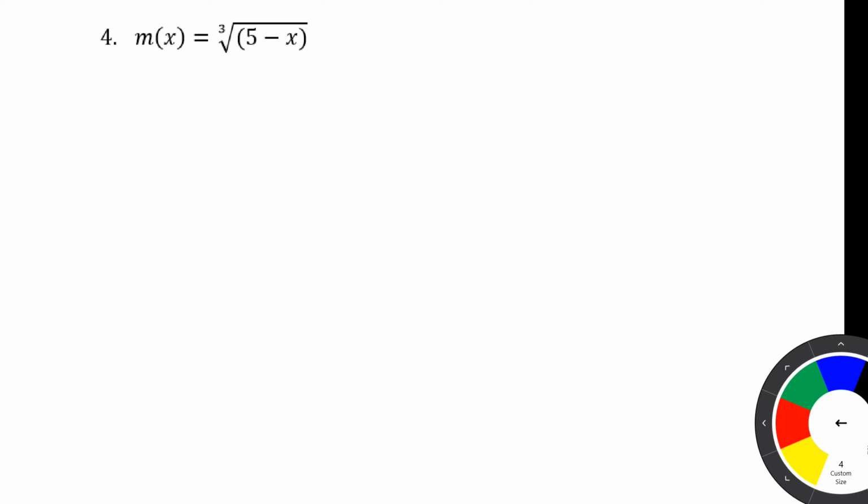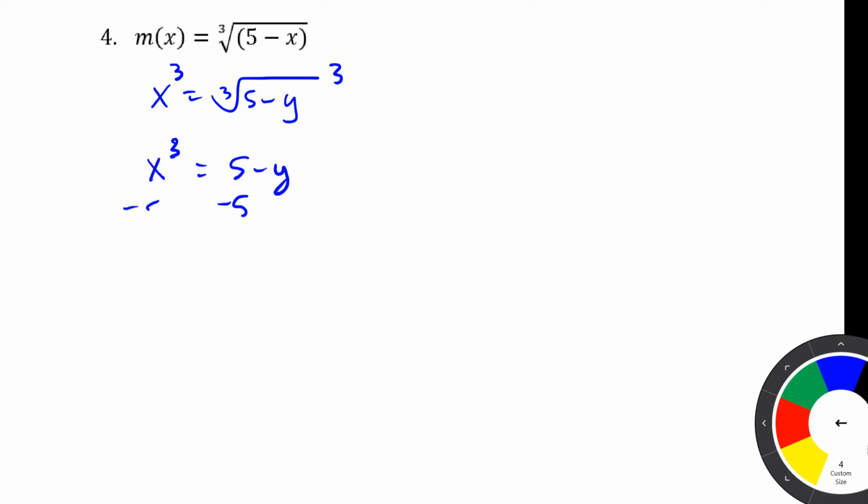For number 4, again, start by switching x and y, and then cube both sides. So now I'd have x cubed equals just 5 minus y. Because anytime you cube a cube root, they cancel, their opposite operations. So now I could just subtract 5 from both sides.